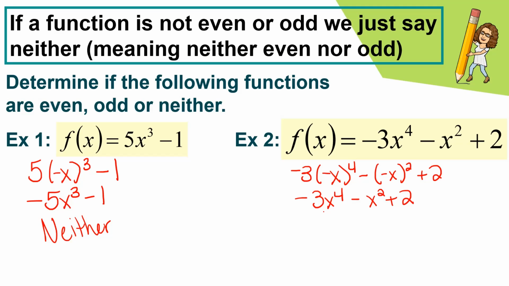So now let's check. Did everyone stay the same? Yes. So this is an even function. Now, notice you can't be even and odd. That's not possible. You can either be even, you can either be odd, or it can be neither even or odd.